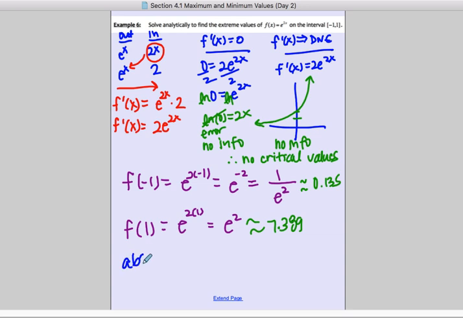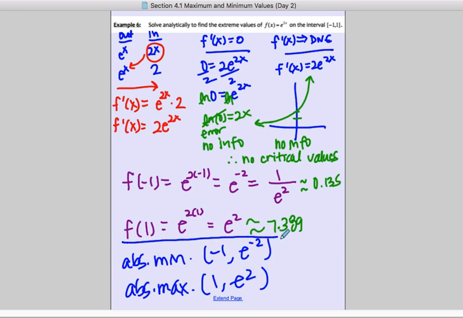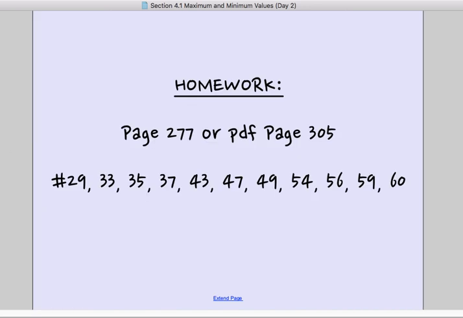So my absolute minimum is negative 1 comma e to the negative 2. You could also write it as 1 over e squared, either way. And then our absolute max, try and keep your answers as accurate as possible, meaning no decimals, 1 comma e squared. All right. That is example 6.